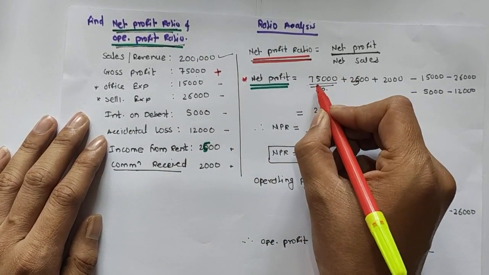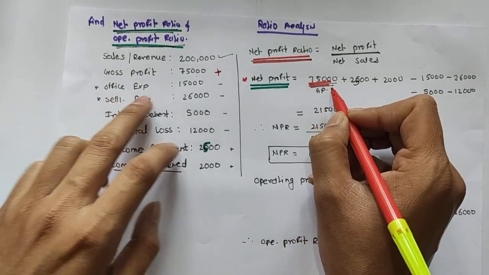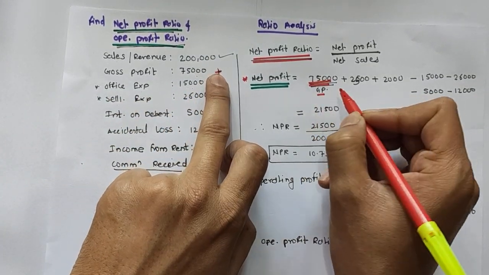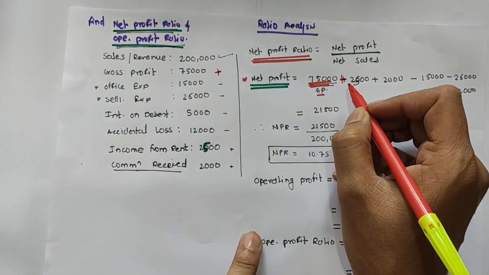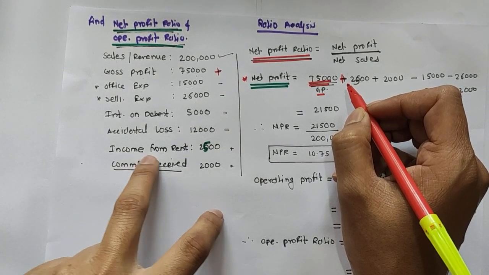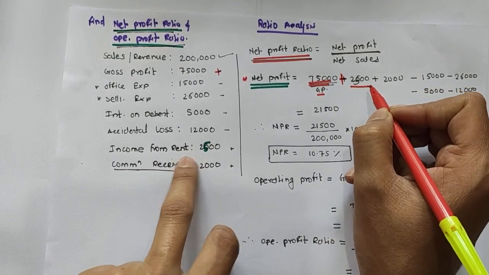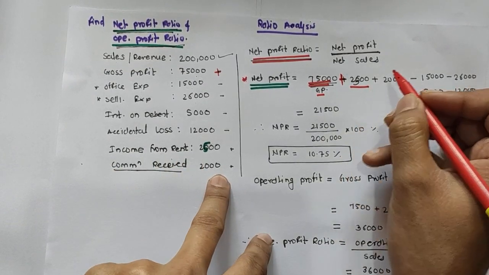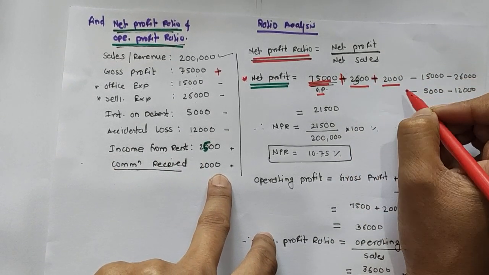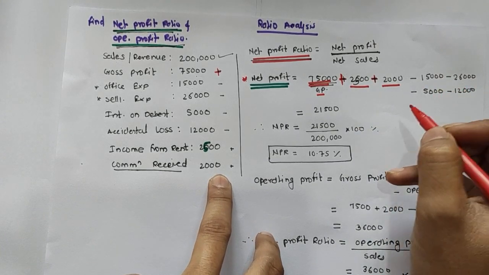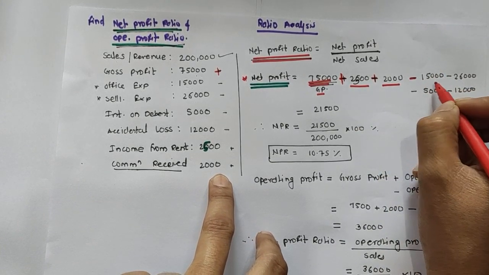See, the very first 75,000 is your gross profit, right? Plus income from rent, it is your income, so add the income, 2,500. Plus commission received, it is your income, so add 2,000, right?